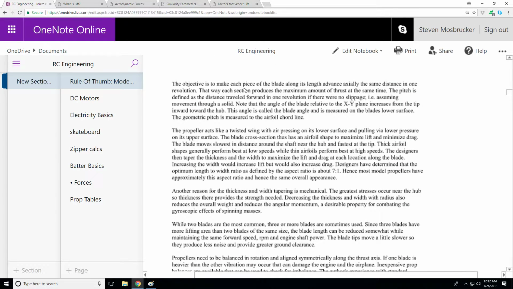So the objective is to make each piece of the blade along its length advance the same distance in one revolution. So that means that, I'll show you guys what exactly that means in a second, it's changing according to its radial rotation, its radial speed.